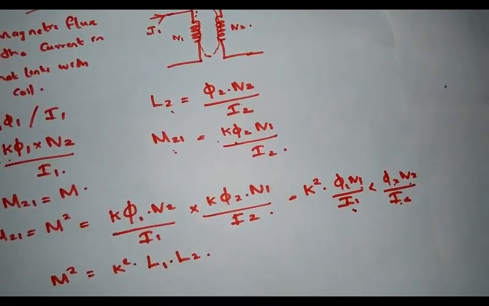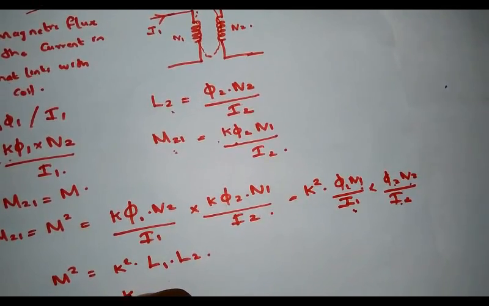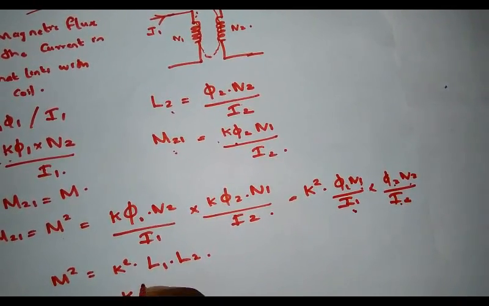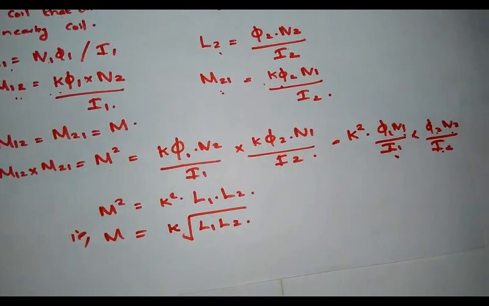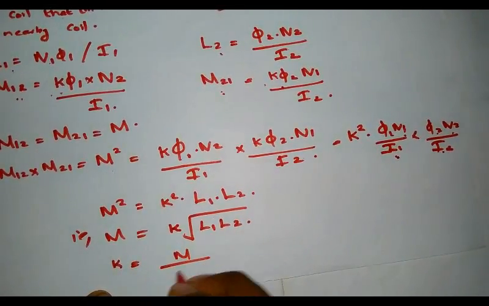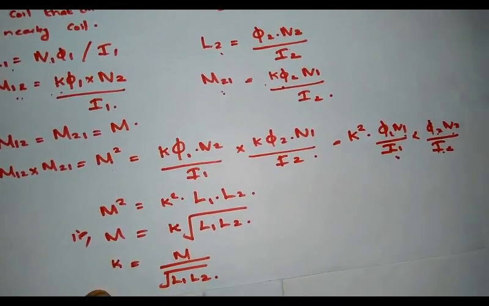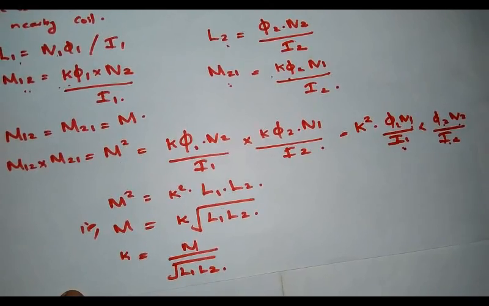Or we can write M is equal to K root of L1 L2. From that expression, the coefficient of coupling K is given by M divided by root of L1 L2. That is, the coefficient of coupling K is the ratio of the mutual inductance between two coils to the square root of the product of the self-inductances of the two individual coils.